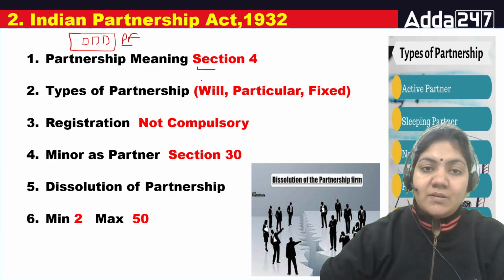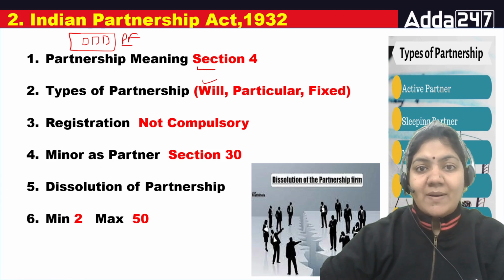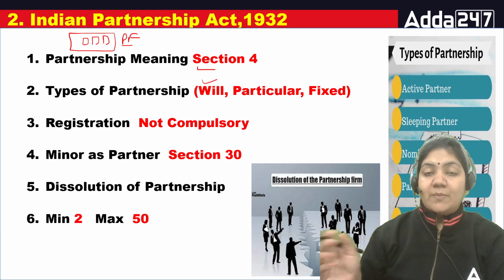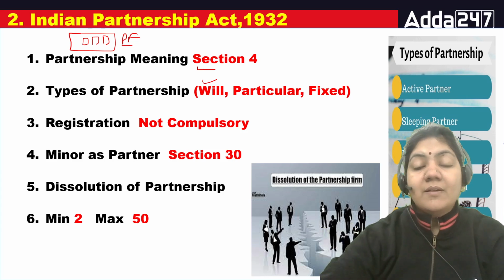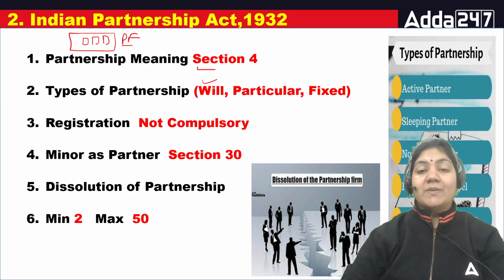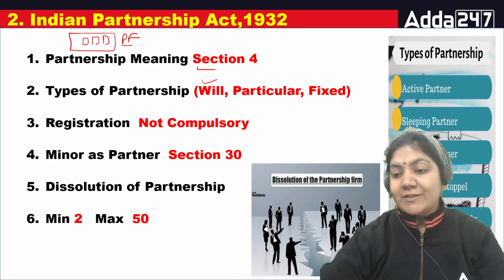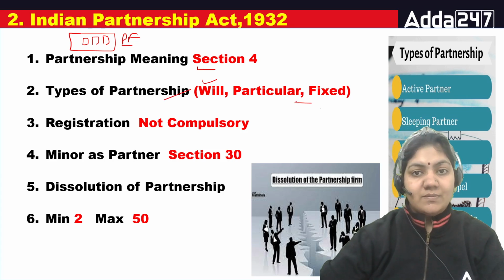Types of partnership: partnership at will, with no time limit. Particular partnership, that is, the partnership is made for a particular project. When the project is complete, the partnership will be finished. And then partnership for a fixed period. Fixed period means suppose the partnership is made for 1 year, 2 years, 3 years, etc. So this is called the fixed partnership. So there are three types of partnership.